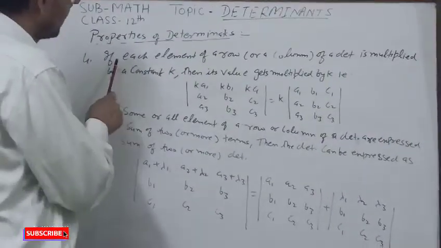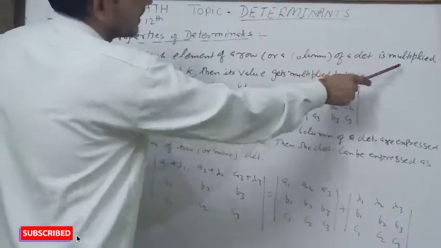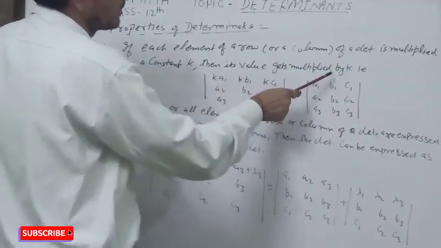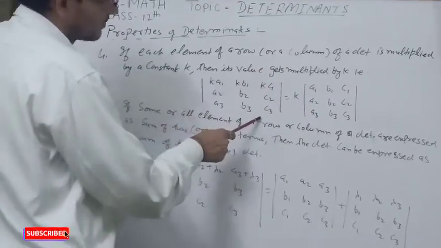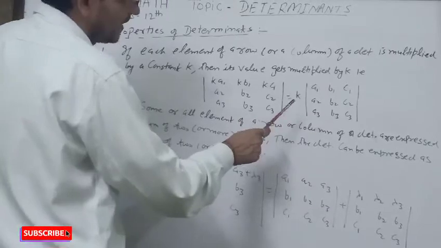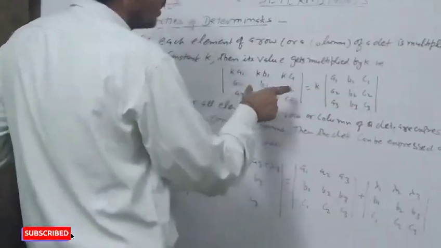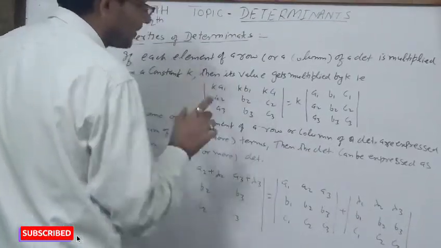Fourth property: if each element of a row or a column of a determinant is multiplied by a constant k, then its value gets multiplied by k. That is, we have a determinant equal to this. Now the value of this determinant is equal to k times the value of this determinant, right?